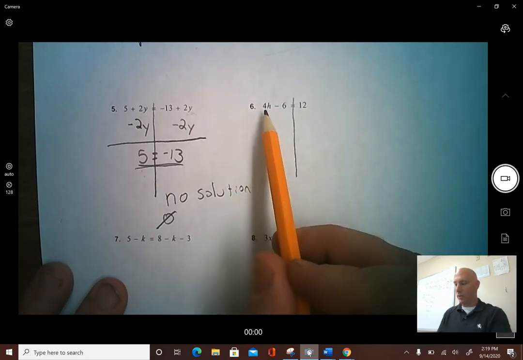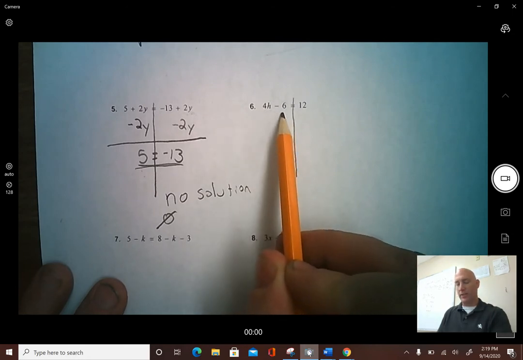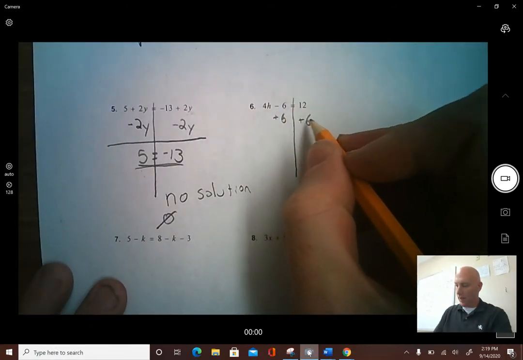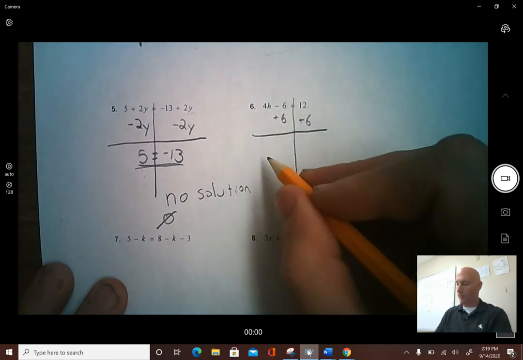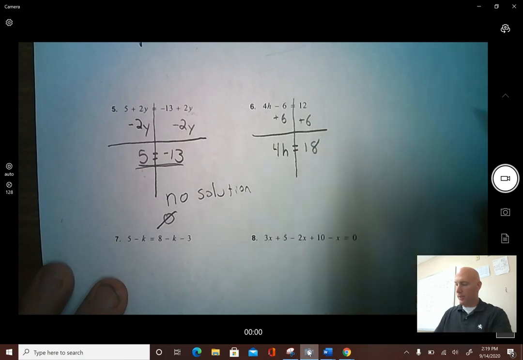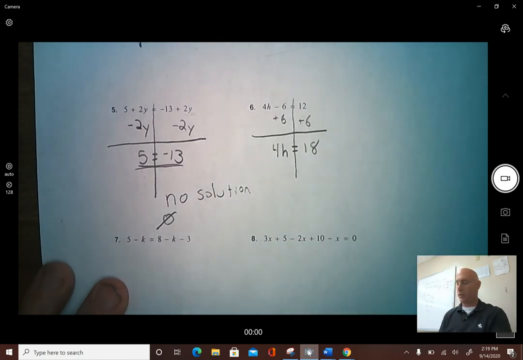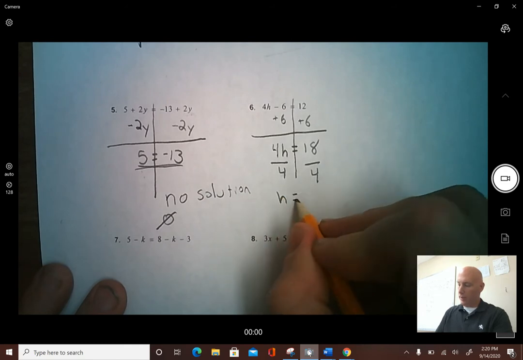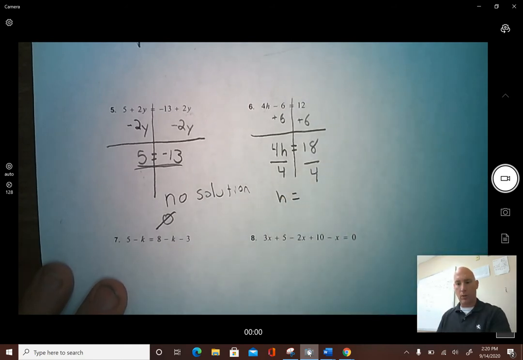So you look in. Here's my variable side. That has my variable. This does not have a variable. So that's what I'm getting rid of in this turn. So I'm going to add 6 and add 6 to both sides. I'm left with 4h equals 18. Now I'm just going to divide. Divide by 4, divide by 4. H equals, it doesn't go in great.